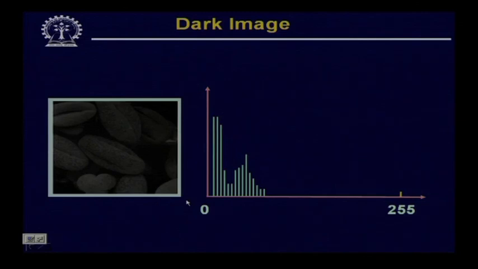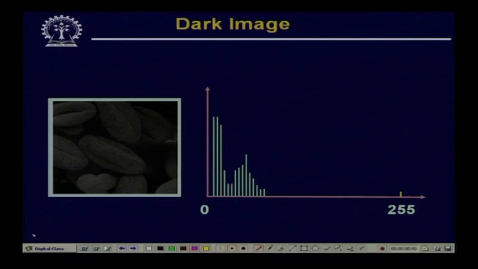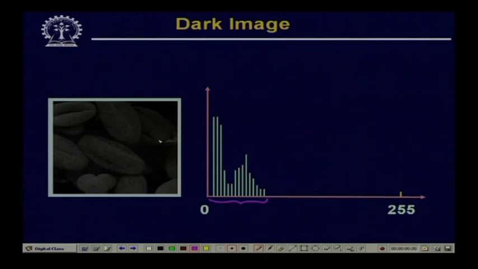So, here you find that the first image, as you see, is a very, very dark image. It is very difficult to find out what the content of this particular image is. And if we plot the histogram of this image, the histogram is plotted on the right hand side. You find that this plot says that most of the pixels of this image have intensity values which are near to 0.